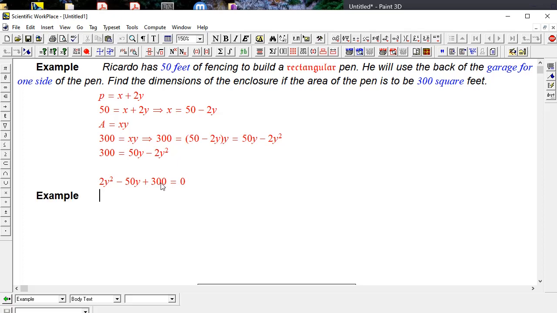Now we need to solve it. We can take out 2 as a common factor, as you see here. So this equation becomes, 2 is gone, y squared minus 25y plus 150, after dividing all of the equation by 2. Done up to now.